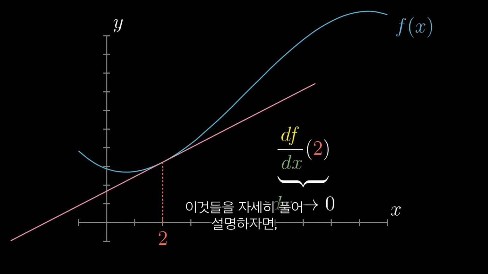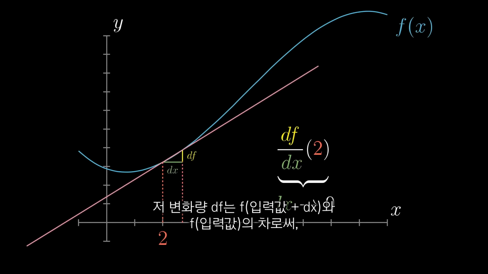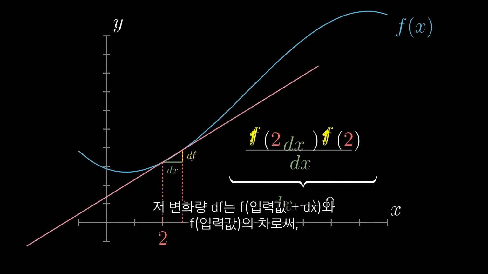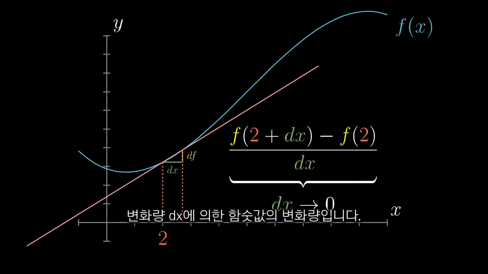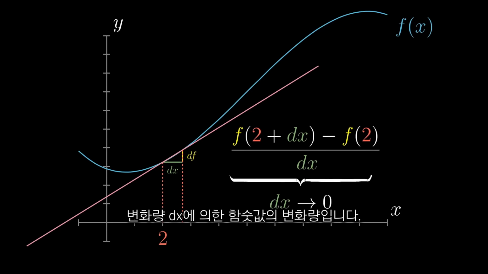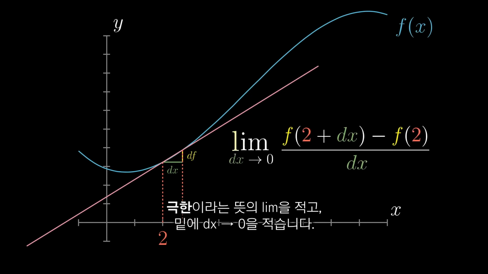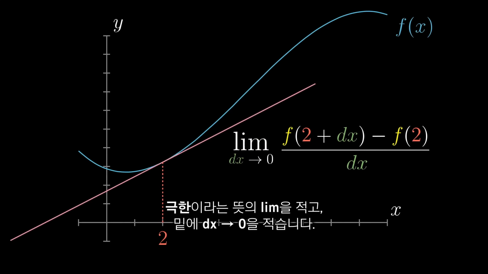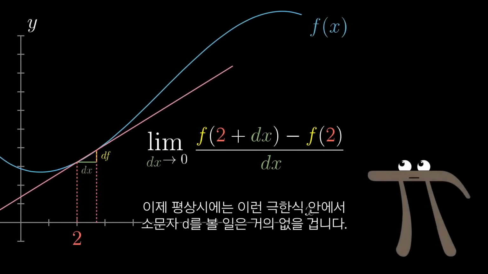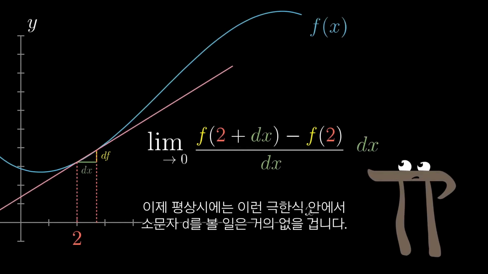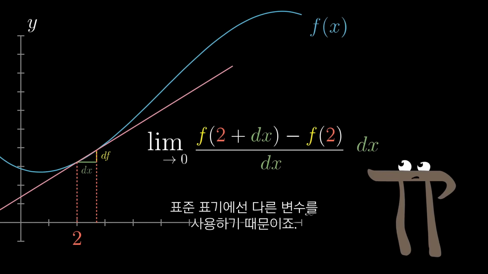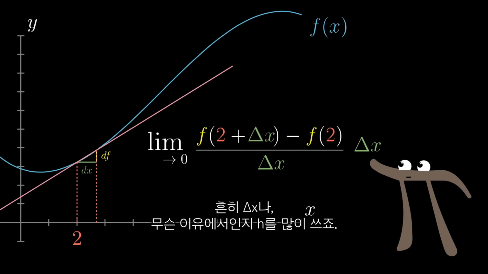And just to spell out a little of what's meant there, that nudge to the output, df, is the difference between f at the starting input plus dx and f at the starting input, the change to the output caused by dx. To express that you want to find what this ratio approaches as dx approaches 0, you write lim for limit with dx arrow 0 below it. Now, you'll almost never see terms with a lowercase d, like dx, inside a limit expression like this. Instead, the standard is to use a different variable, something like delta x, or commonly h for whatever reason.